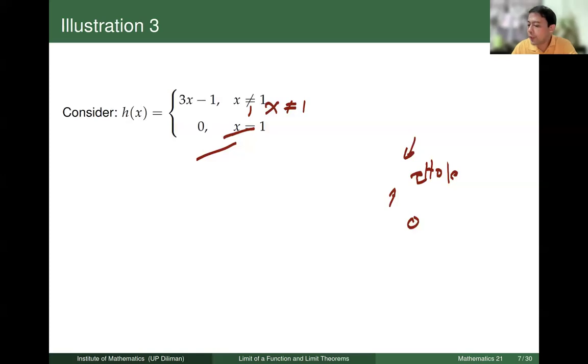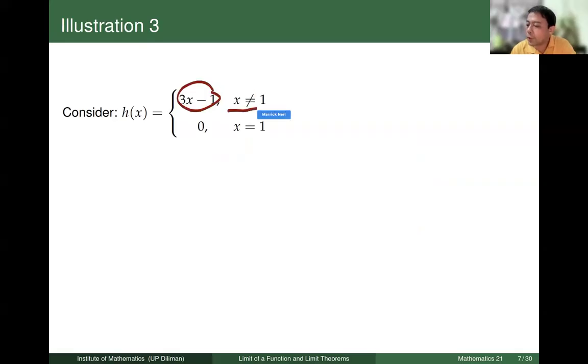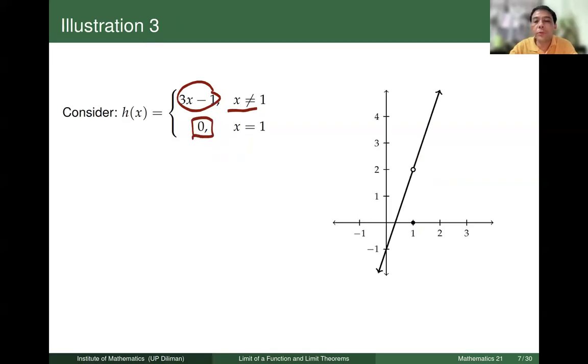Now let's have a third example. So let's consider this. Here, this is just like the original f of x when x is not equal to 1, so there's a hole when x equals 1. However, when x is equal to 1, we assign a value, 0, to it. So graphically, this is what happens.